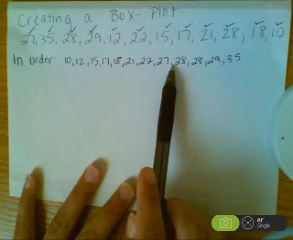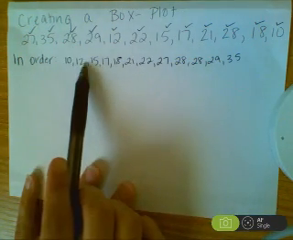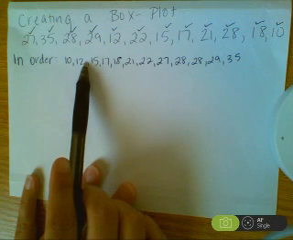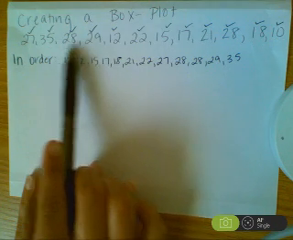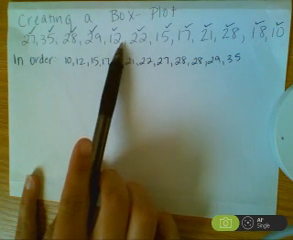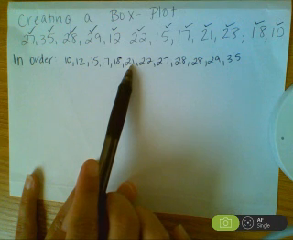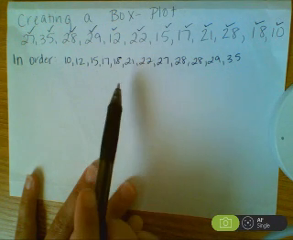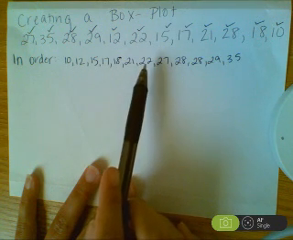Now, I've done this ahead of time for us, but I want you to notice that after I put the data in order, before I started my box plot, I counted how many numbers there were in the original set. There was 12 numbers in the original set, and there's 12 numbers in my ordered set, so therefore I didn't miss any numbers. It's super important to do that check, because if you miss a number, all of your answers are going to be off.